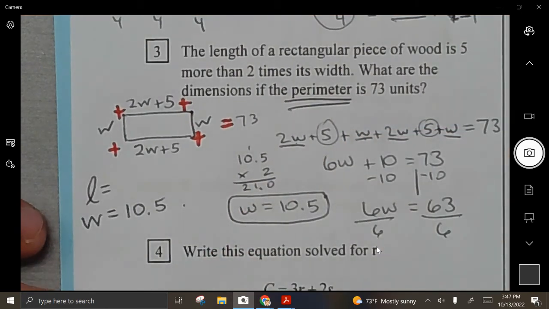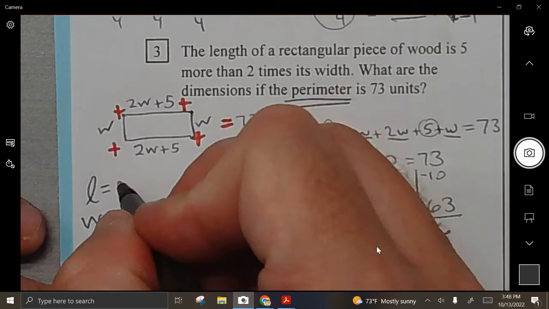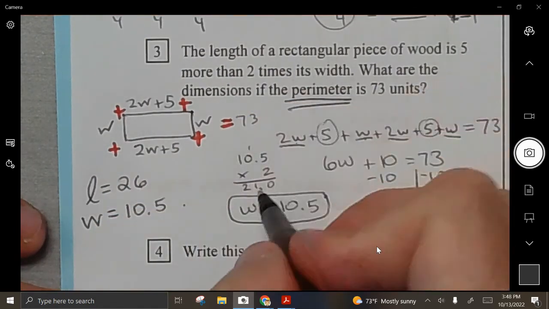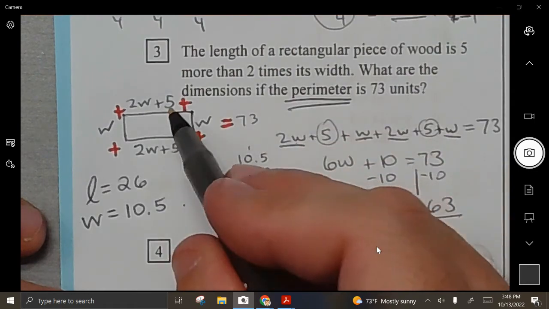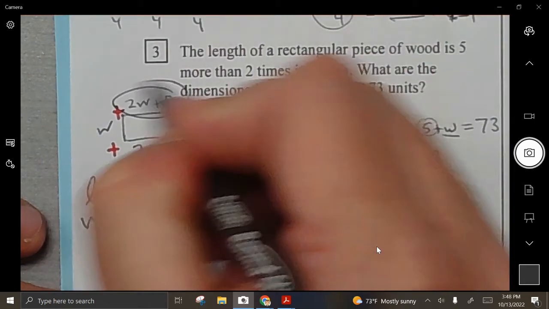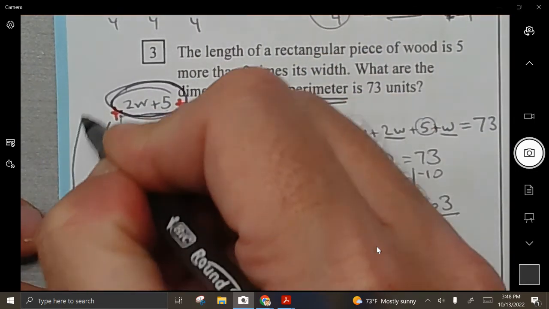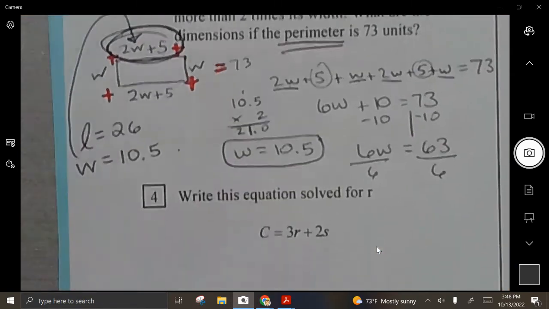21, right? Plus 5, 5 more. So it's actually going to be 26. 21 plus 5. 5 more than 2 times its width. That's what we're trying to do. Do we know what W is? We do. And we plug it in. All right? Let's keep it going.